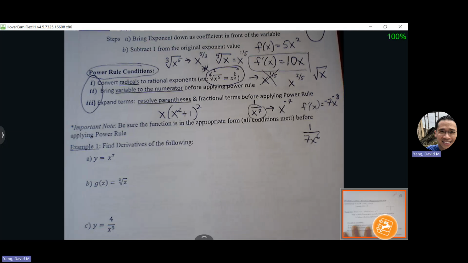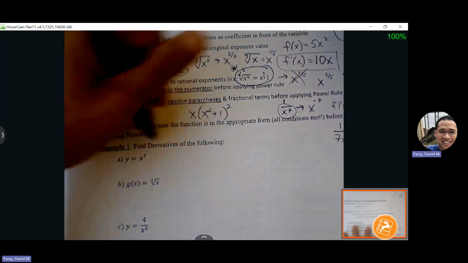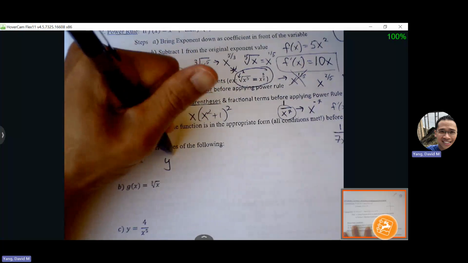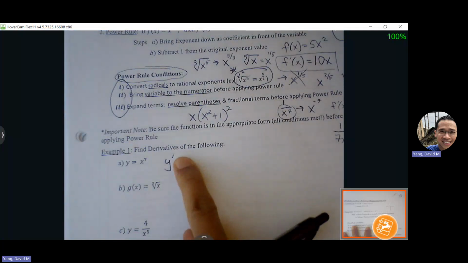All right, so example 1A, y equals x to the 7th. Do we have anything that we have to do with cleanup? This is ready to go. There's no radicals to convert, there's no variable to bring up to the numerator, there's no parentheses to resolve. And there's a bunch of notations. F can become F prime, Y can also become Y prime. There's a lot of different notations to indicate that I want to find the derivative. So you can say Y prime.